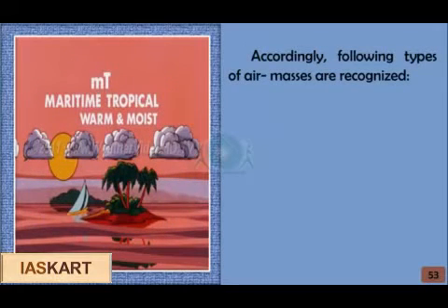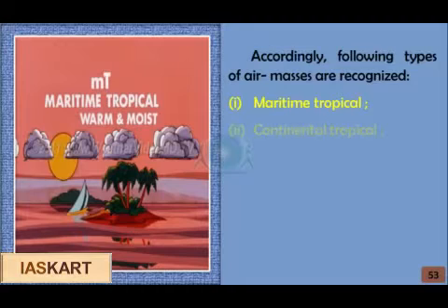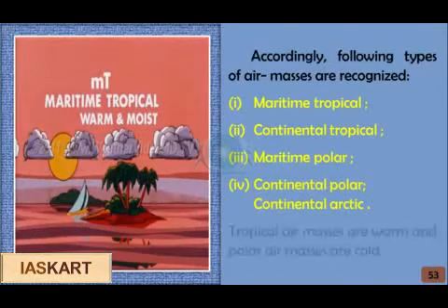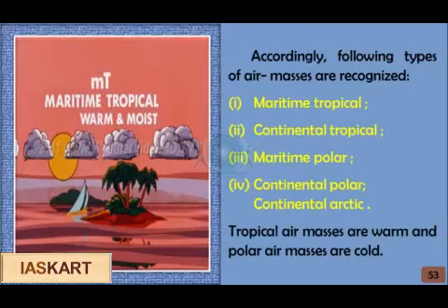Accordingly, the following types of air masses are recognized. 1. Maritime tropical, 2. Continental tropical, 3. Maritime polar, and 4. Continental polar or continental Arctic. Tropical air masses are warm and polar air masses are cold.